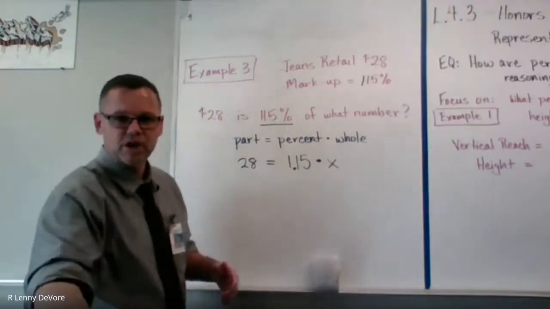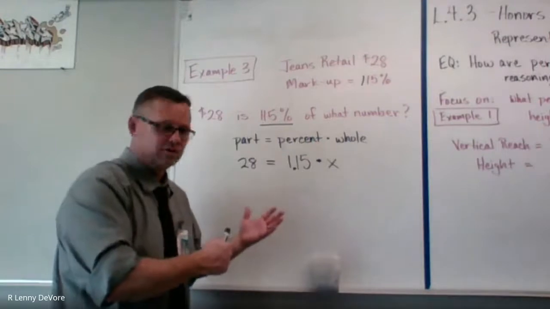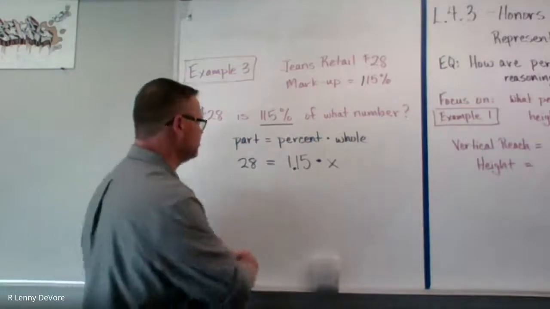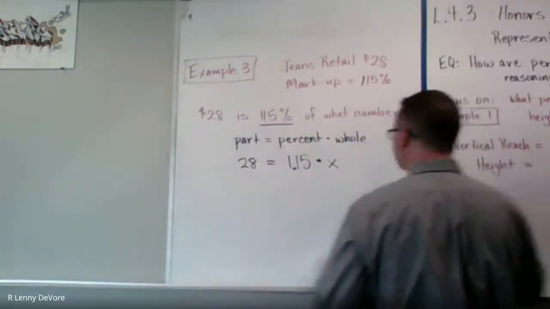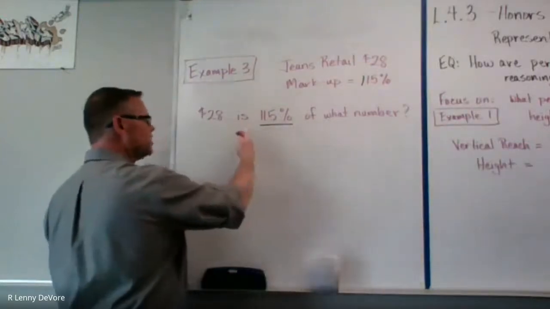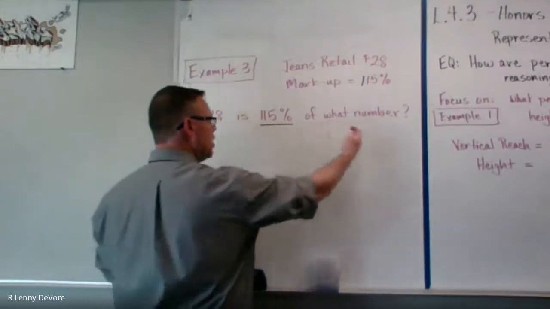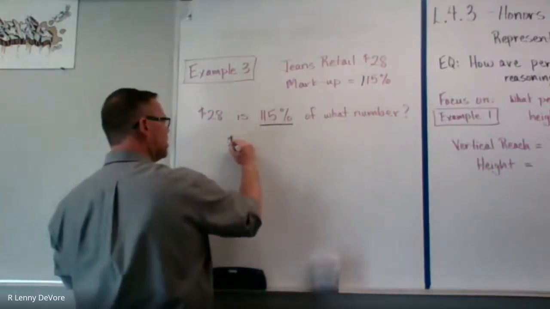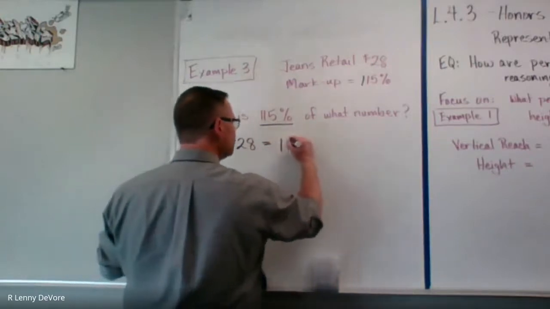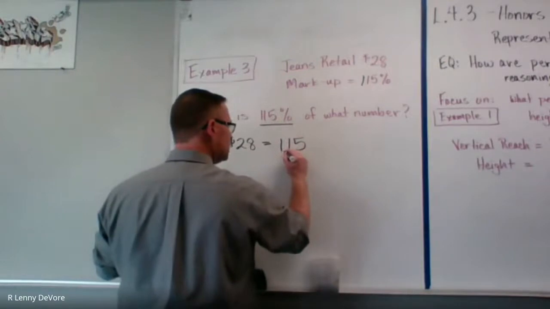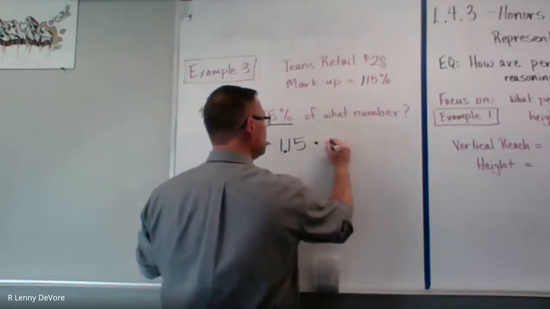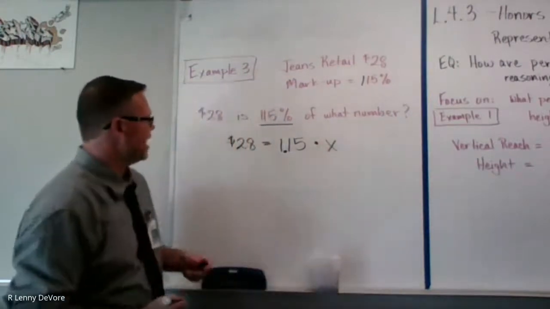So I actually found myself asking a question, right? I looked at this problem and I said, I'm going to put it into terms that I would ask somebody else. And that's where I came up with this. I said, $28 is 115% of what number? In other words, $28 is equal to 115%. I'm going to turn that directly into a decimal, in other words, divided by 100. Of is multiplication, and what number I don't know, so it's x.